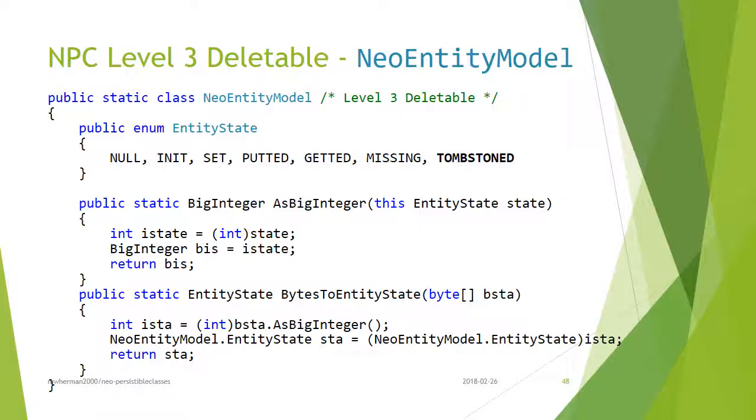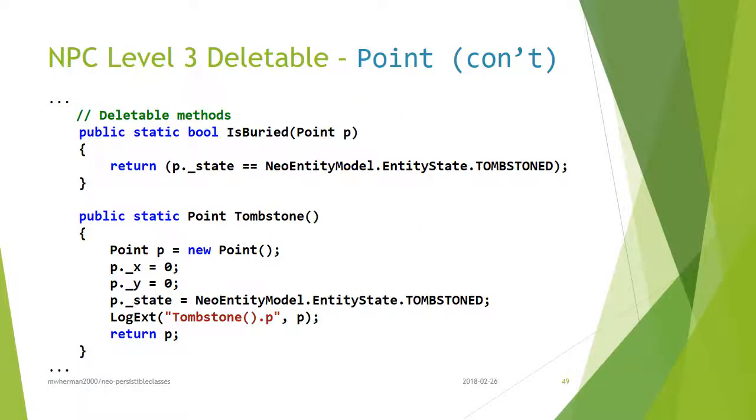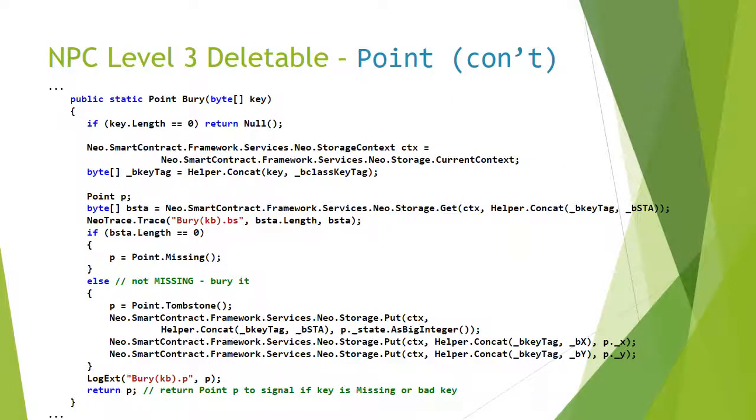So all we're doing is adding another state, and the entity is buried. So here's where we check to see if the state is tombstoned or not, and we can actually create a tombstone object, and we'll see how those are used when it comes to the bury method. So bury here, again, there's a version of bury that takes a binary or a byte key and a version that takes a string key. There's also a version later on that will take a Neo storage key.